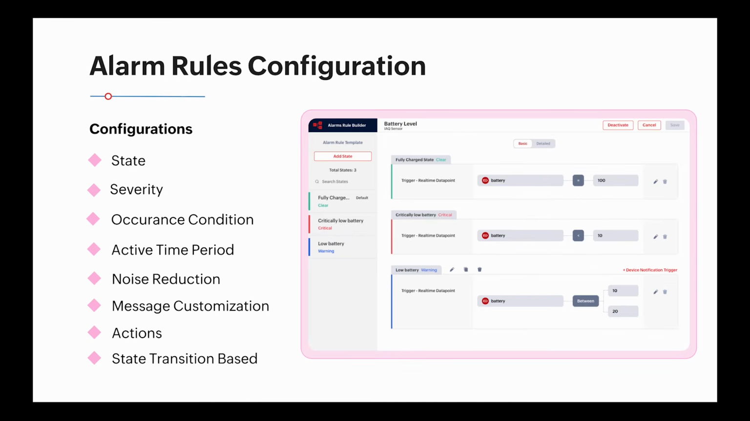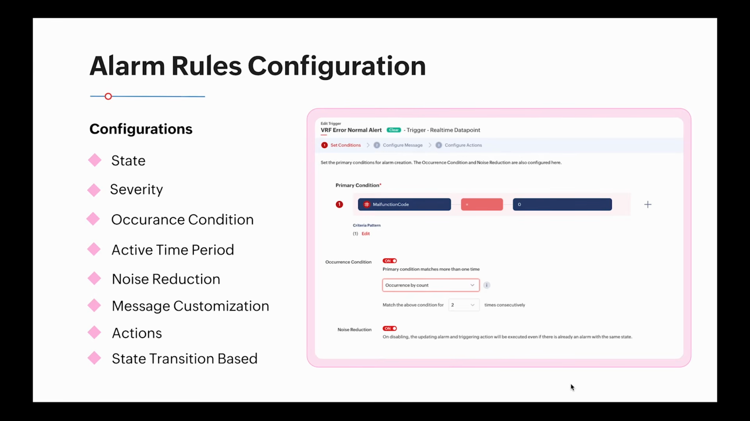Active time period is something you can define so that only in this time period, if there is a threshold breach, you create an alert. In other non-business hours, you don't have to create one. Similarly, noise reduction is also a functionality to not create or update alarms unnecessarily for repeated same states.